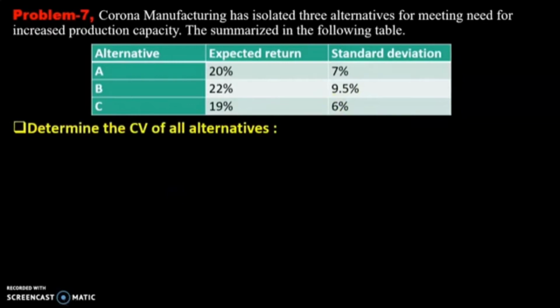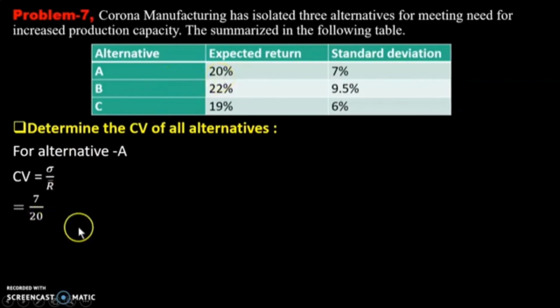Determine the CV of all alternatives. Alternative A, CV equals sigma divided by R bar. Here, for alternative A, sigma, that means standard deviation, is 7% divided by R bar 20%. It will be 0.35 or 35%.